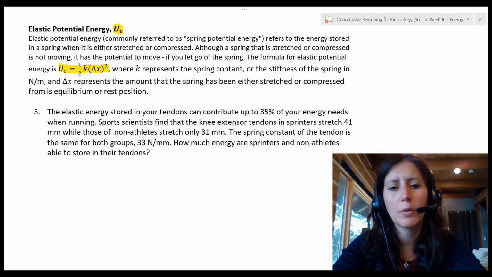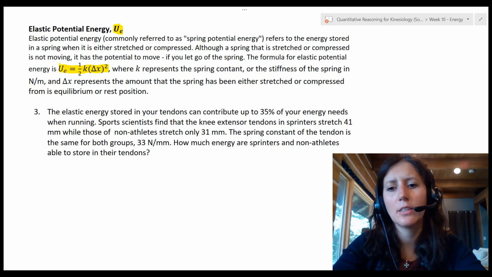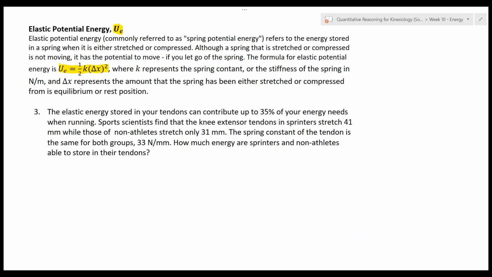So this is really two separate questions. We're looking for the elastic potential energy in a sprinter's tendons and the elastic potential energy in a non-athlete's tendons. So let's just divide this up into the two parts. I'm going to write sprinters and non-athletes. And let's write down what we know about the two.